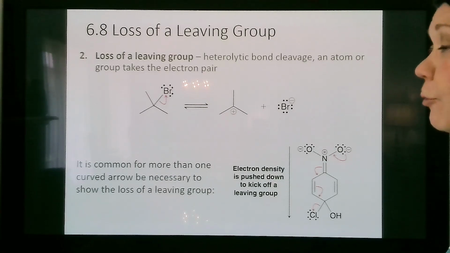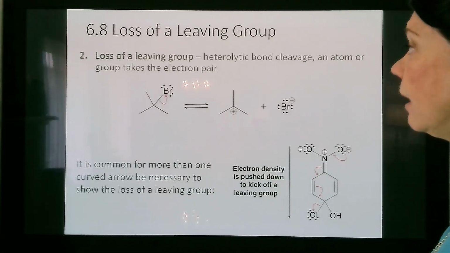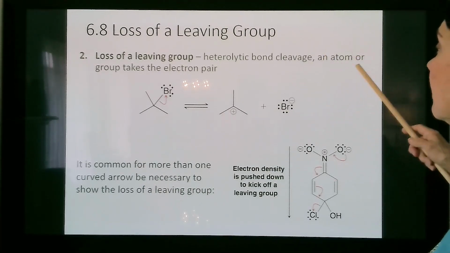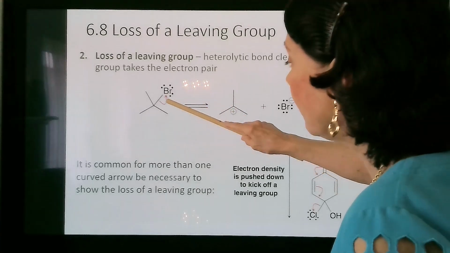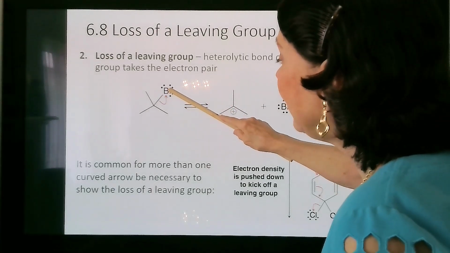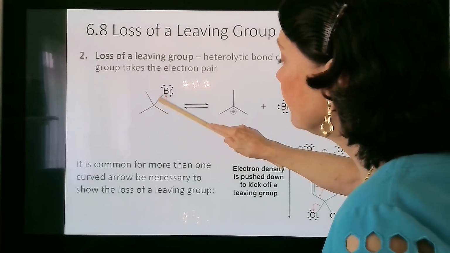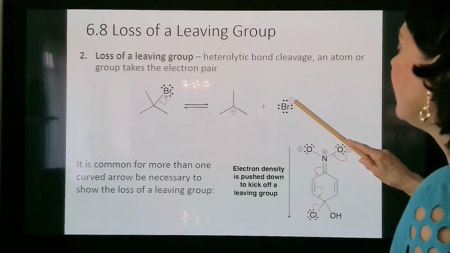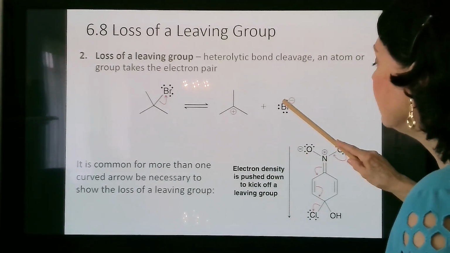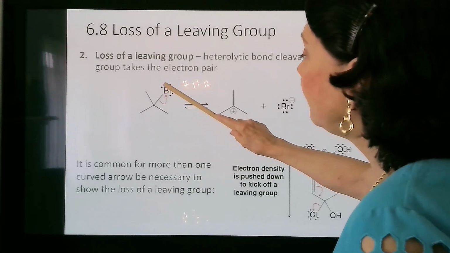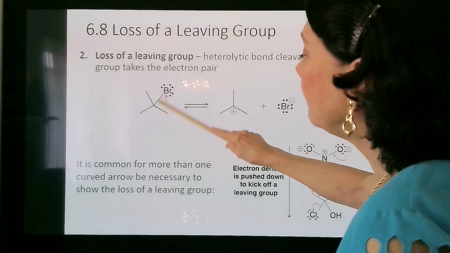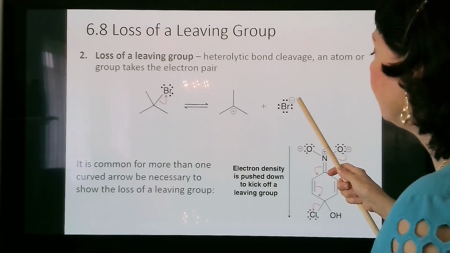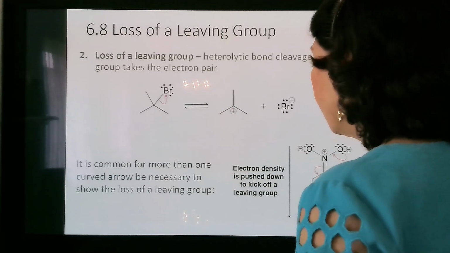Loss of a leaving group. Remember, NLAR, N-L-A-R. So now we're on the L, loss of a leaving group. The heterolytic bond cleavage, an atom or group takes the electron pair. Here it is, you have bromine leaving and taking the pair of electrons that's in the carbon-bromine bond with it. So bromine will leave with a negative charge. This will be bromide surrounded by 8 electrons. So up here it's 2, 4, 6, 8, where one pair is shared. Now it's 2, 4, 6, 8, but none are shared. This is bearing a negative charge, that's bearing a positive charge.